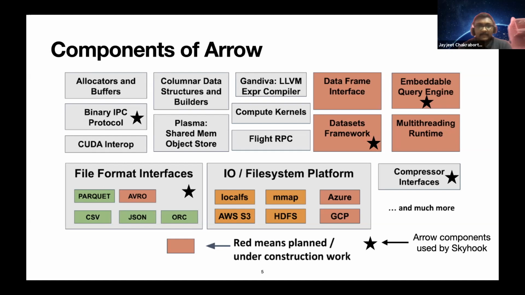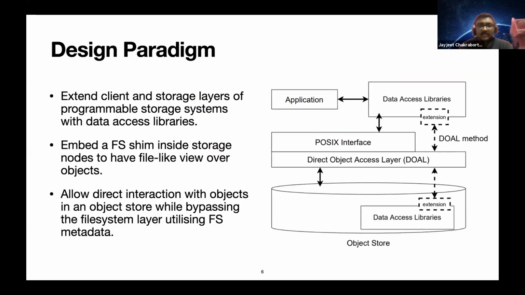Next I will talk about Skyhook. Skyhook has a specific design paradigm. As I talked about, the two main things in this project are the distributed object store and the Arrow library. In our design, we extend the storage and client layers of programmable storage systems like Ceph, and this can also be applied to other systems like DAOS and MinIO, wherever there is a programmable interface available. We can extend the client and storage layers by embedding data access libraries like Apache Arrow within them.